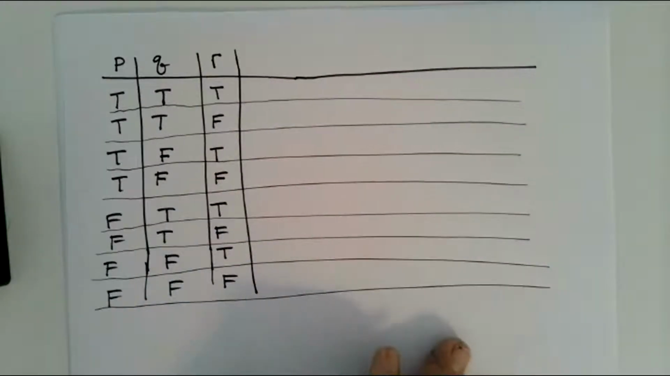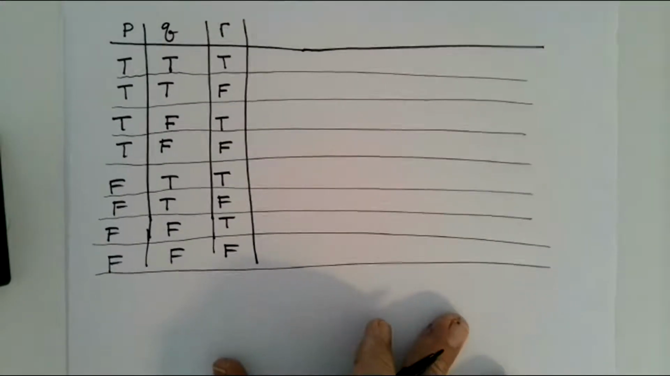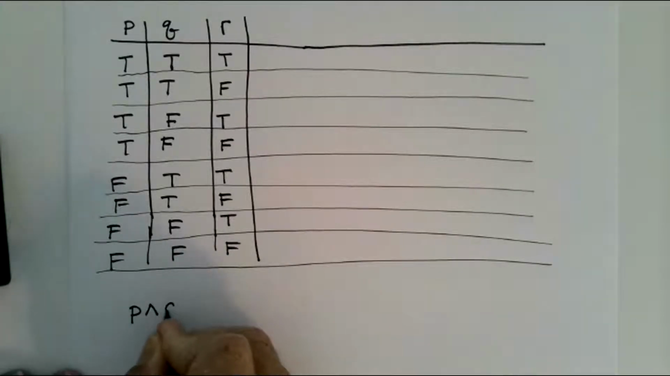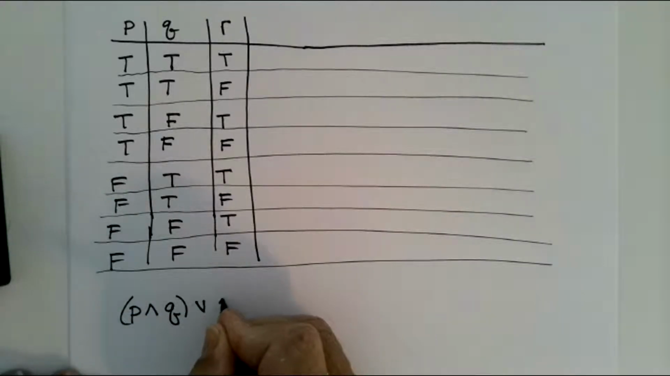Now, what's our goal here? We want to construct a truth table for something. How about the following? How about P and Q or not R?